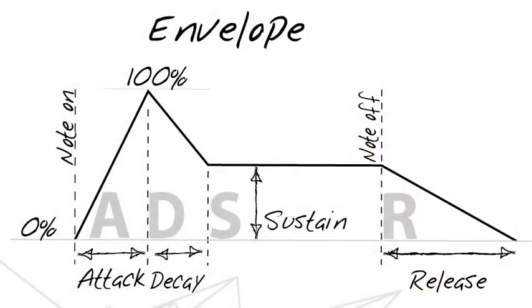So again, it's attack time. And what's going to happen is every time you hit a key, the envelope is going to run from 0 up to full value in the time of the attack time. So maybe that might be 5 milliseconds, maybe 10 milliseconds, maybe half a second. But the more you increase that attack time, the slower it's going to ramp up.